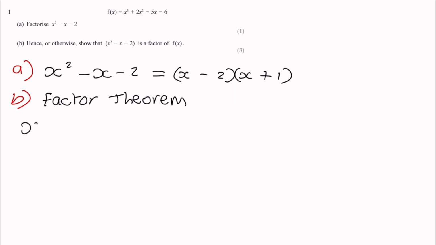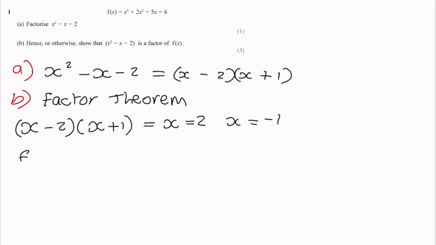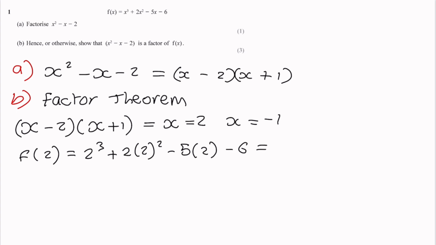So from x minus 2 and x plus 1, we know that the solutions from this would be x equals 2 and x equals minus 1. When I say solutions, if we were to substitute these values into f of x, we should get 0. And we can show that now. So if we do f of 2, substitute 2 into f of x, we get 2 cubed plus 2 times 2 squared minus 5 times 2 minus 6, and if you work all of that out, you do get 0.